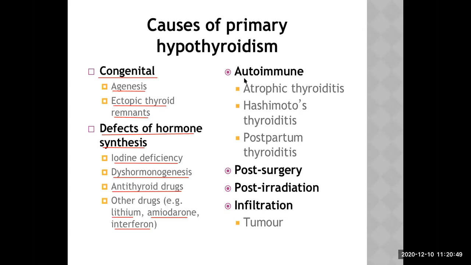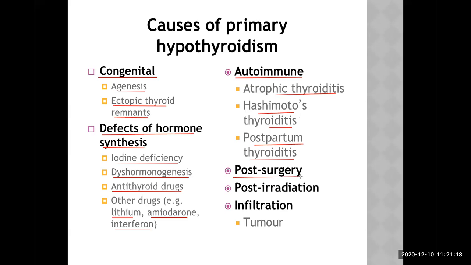Now, some other causes would be autoimmune, like atrophic thyroiditis, Hashimoto's thyroiditis, and postpartum thyroiditis. These three are examples of autoimmune damage of the thyroid gland, and once the thyroid gland is damaged, definitely there will be hypothyroidism. Among them we talk mainly about Hashimoto's thyroiditis and atrophic thyroiditis later on in the slides.